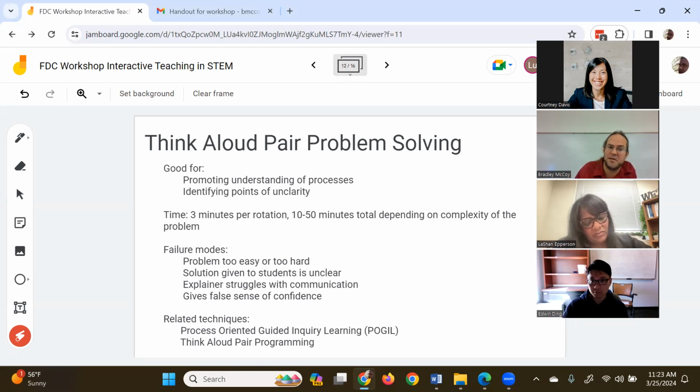Biggest failure modes on this one: if your solution is not well written, if they can't understand your solution, then they can't describe your solution. I found some issues in some of my own solutions where I was skipping steps that I didn't realize I was skipping, and they would get stuck on those. Oh yeah, I probably should have said that. If the explainer is struggling to communicate, that can be a problem.